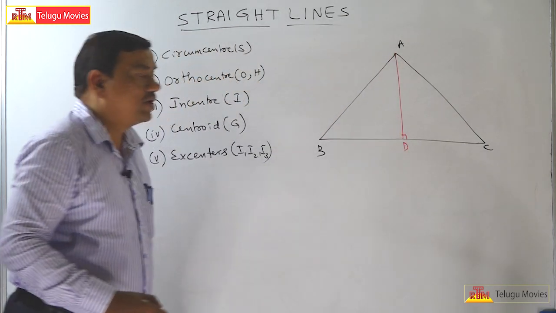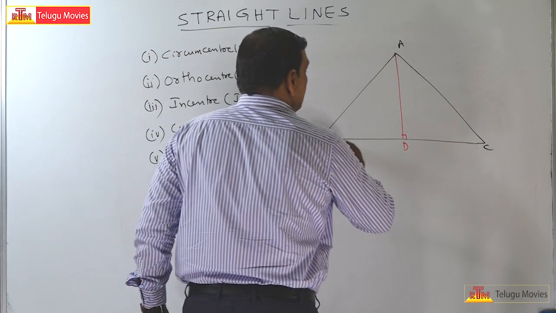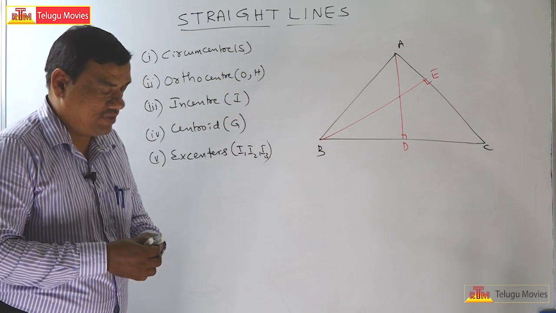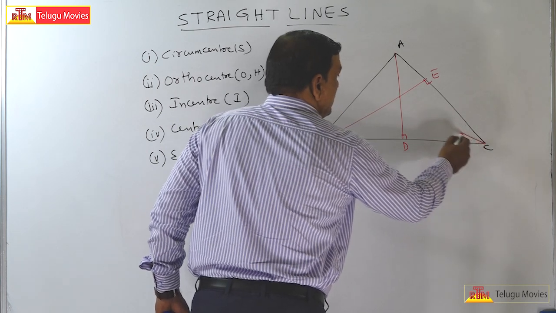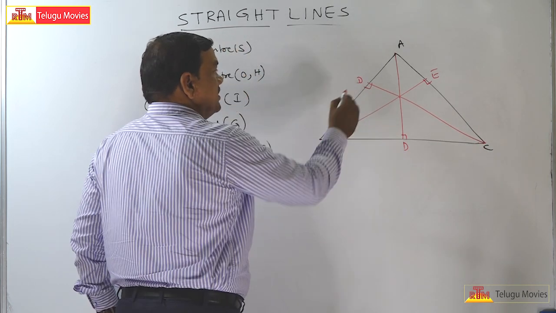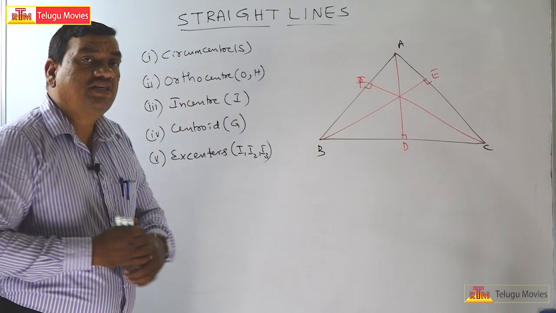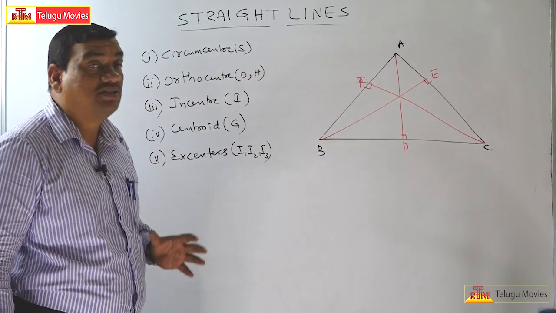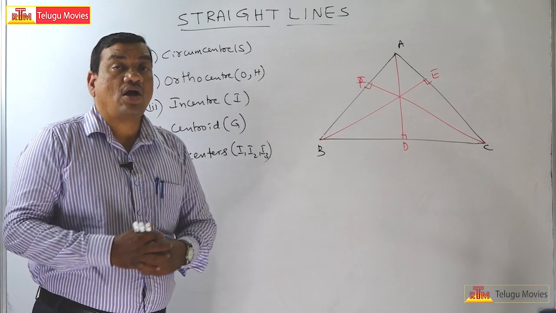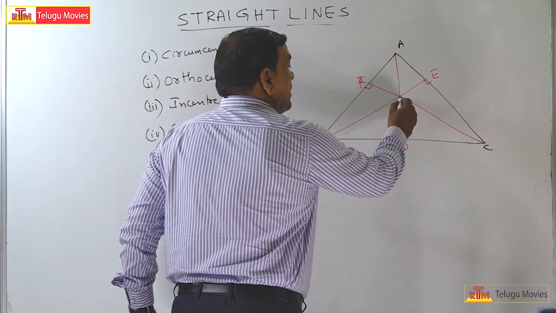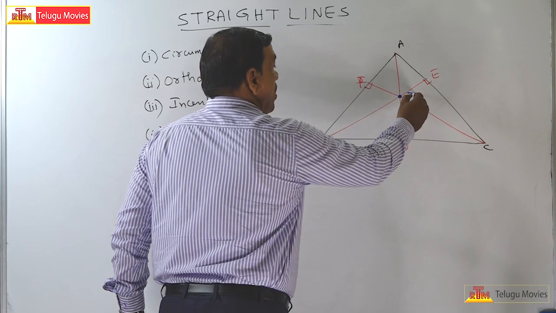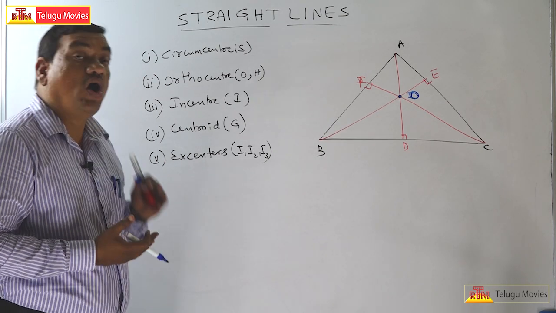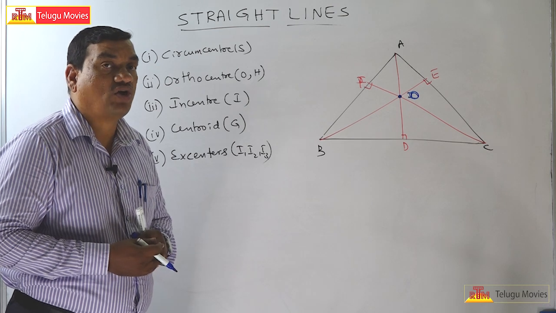Let AD be the perpendicular to BC. Like that from B also, drop the perpendicular. Let BE be the perpendicular to the side AC. Let us drop another perpendicular CF from C on the side AB. So all these altitudes AD, BE, CF of the triangle ABC are concurrent. Concurrent means they all meet at a point. So this is called the orthocenter of the triangle ABC. That means the point of concurrence of the altitudes of a triangle is called the orthocenter of the triangle.